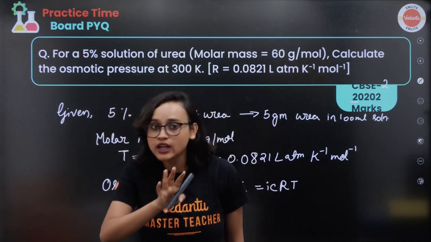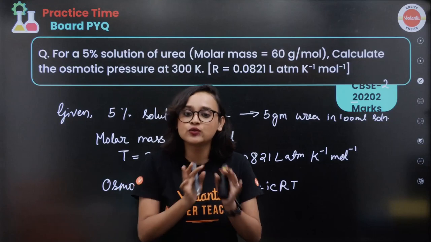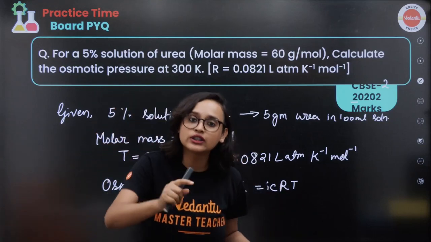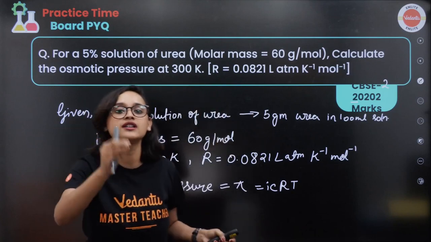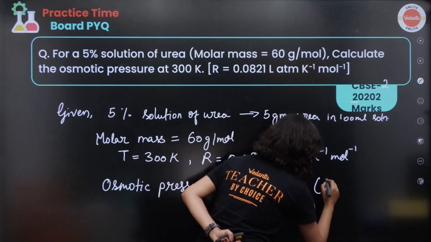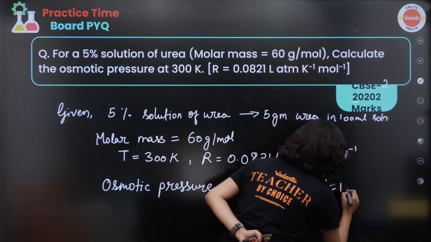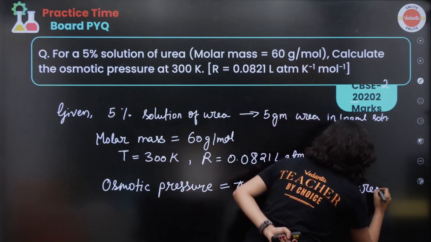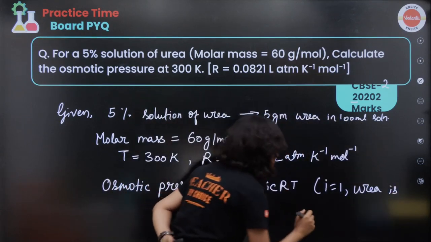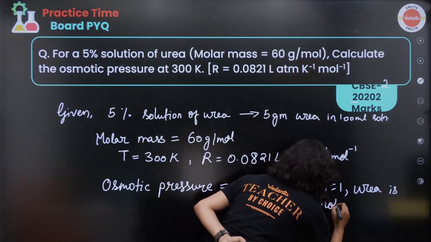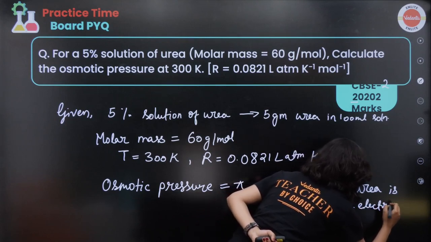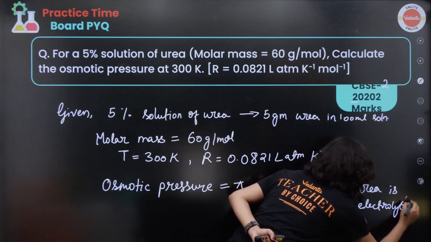Now here, i will be equal to 1. Why? Because urea is not an electrolyte. It will not dissociate, and we already know that i is equal to 1 when it is not an electrolyte. Let's write that down: i is equal to 1, urea is not an electrolyte. I'm basically spoon feeding, guys. You have to remember this: urea is not an electrolyte. I have done it absolutely from the basics.